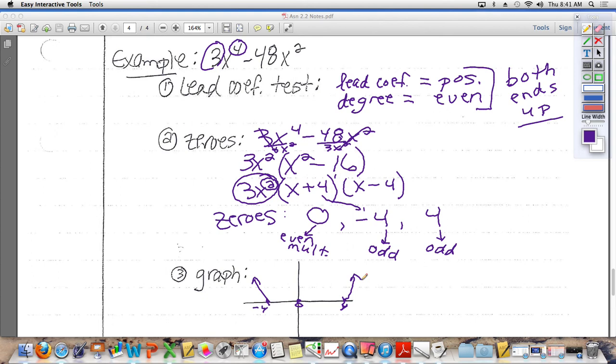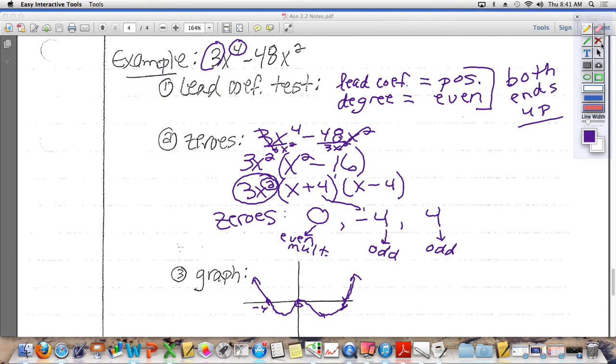-4 had an odd multiplicity. What does that mean? It goes right through. So I'm not going to head back up right here, I have to go through it. And then once I get down here, I know I need to go back up to my 0 at 0. So now I'm going to turn back up again. It's going to bounce at 0. It's going to head back down again. And then what's going to happen at 4? It's going to go right through. Is it perfect? Yes. It's a W. Well, it is my graph, so.